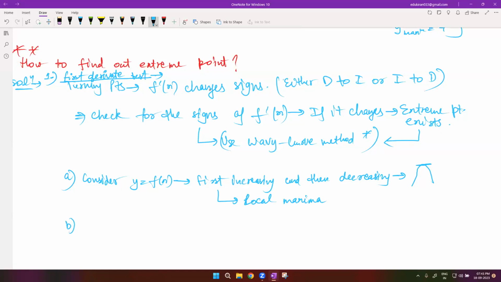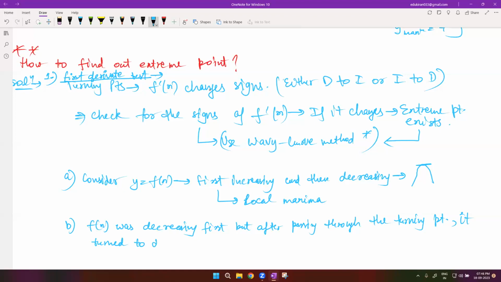And if f of x was decreasing first, but after passing through the turning point, it turned to an increasing function, it means that the graph is somewhat like this. And this is the point we are talking about, which is the local minimum.